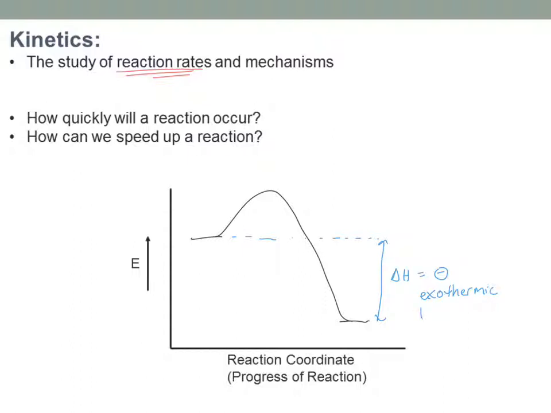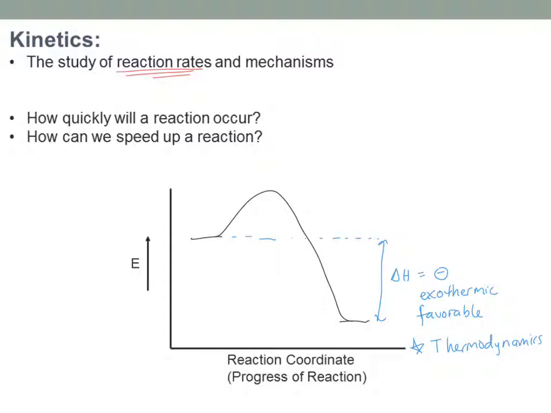Exothermic, we know this is favorable because it's downhill, right? All of this is all about thermodynamics. So thermodynamics, right? What happened in terms of the energy that was released or required in order to perform this reaction? That is different from how quickly the reaction will occur.